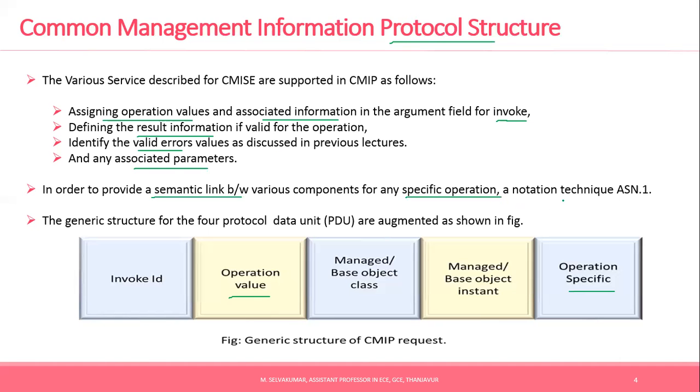For the notation technique, in the previous slide we discussed Abstract Syntax Notation One. So for a specific operation on a component, notation has to be used, and that is the high level programming language ASN one. This is the generic structure of the protocol data unit or argument as shown in the figure: the operation value, managed or base object class, managed or base object instance, and operation specific. This is the invoke ID to identify the base object, that is the network element ID.